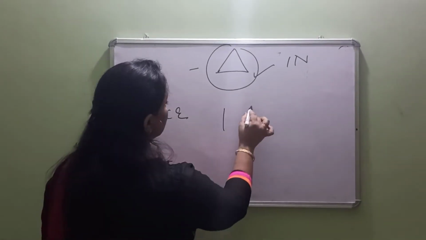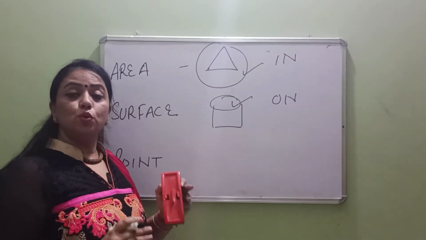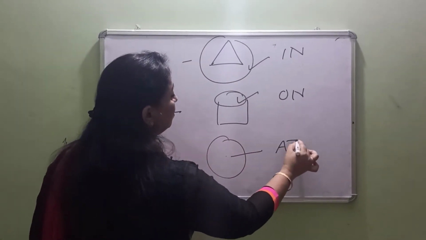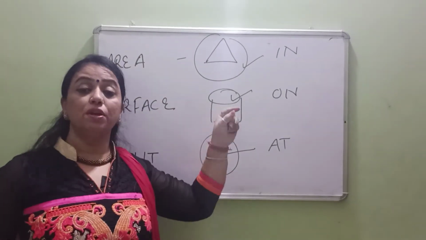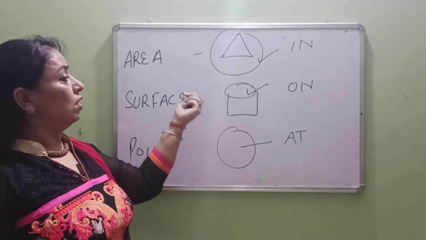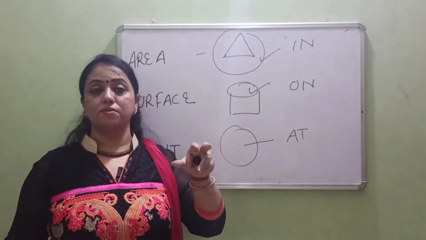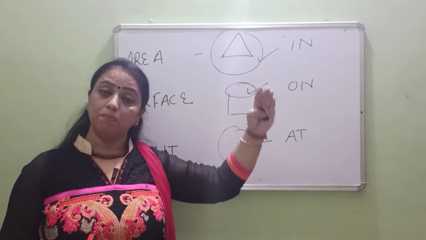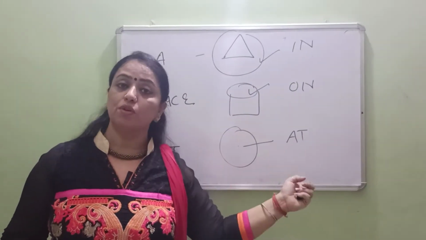Then we talk about the surface. This is about the upper surface of something. Here we are going to use on. And then we talk about the point of something. Here we are going to write at. So we will understand the difference when we are using in, on, at in these three different phases. First of all, again I am telling you, the confined periphery of something, here we are writing in. When we are talking about the surface, the upper part of something, there we use on. And when we talk about the exact point, here we are writing at.